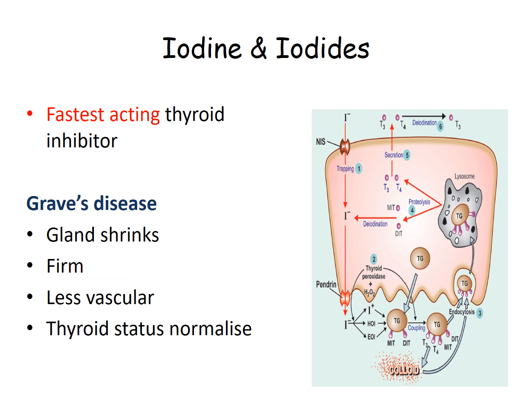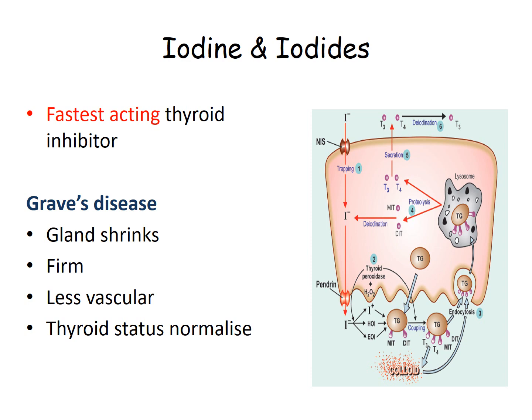Okay, they are the fastest acting thyroid inhibitors. They are the drugs which inhibit the release of thyroid hormones. And in Graves' disease, when we use iodides, the gland will shrink, become firm and less vascular, and the thyroid status will be normalized.